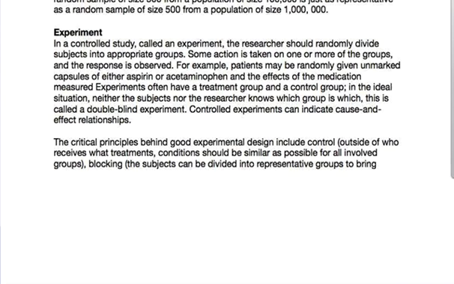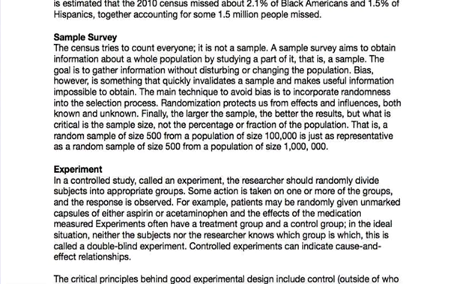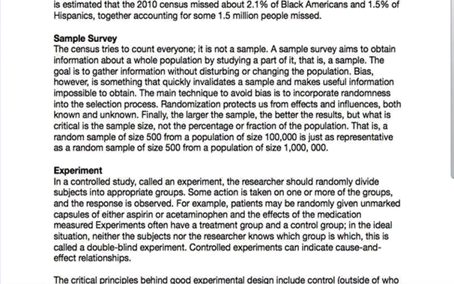Another method of data collection is a sample survey. And so while a census tries to count everyone, it is not a sample. A sample aims to obtain information about a whole population by studying part of it, and that part is what we call the sample. So the goal is to gather information without disturbing or changing the population.